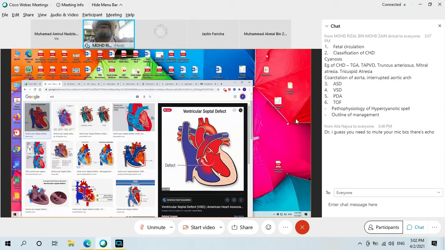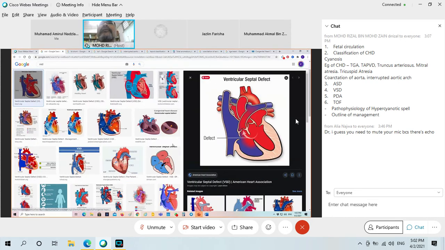Even a patient without ASD or VSD, with pulmonary hypertension, will also have a dilated right ventricle because of the high pressure in the pulmonary artery. The right ventricle needs to work harder to push the blood into the pulmonary artery, so it will hypertrophy and dilate. So that's the physiology you need to understand.